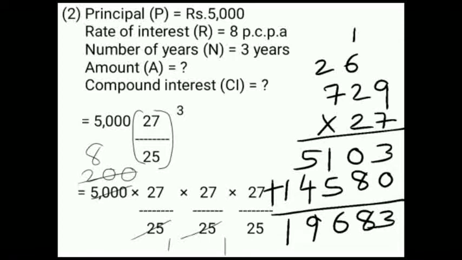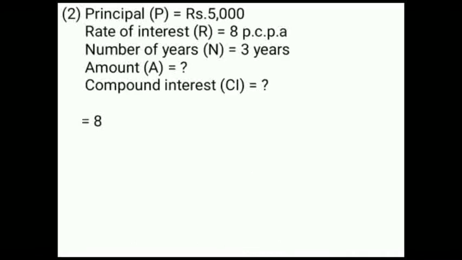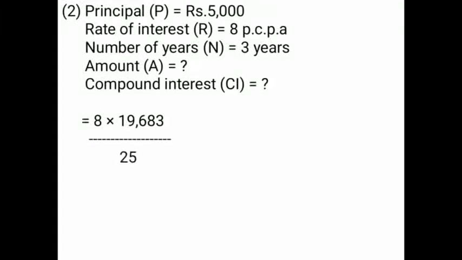After multiplying 729 into 27, I am getting the answer 19,683. So cube of 27 is 19,683, and then you have to multiply 19,683 into 8. That is equal to 8 into 19,683 upon 25. Now I will multiply 19,683 into 8.